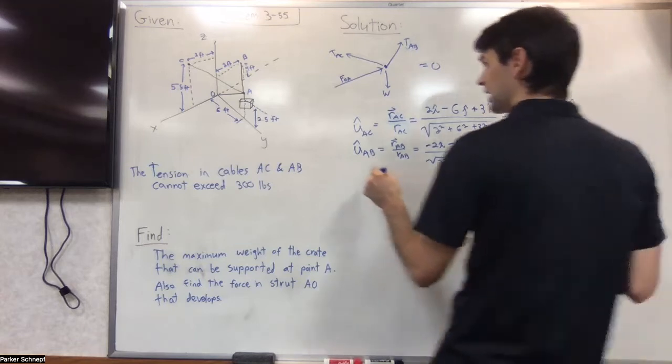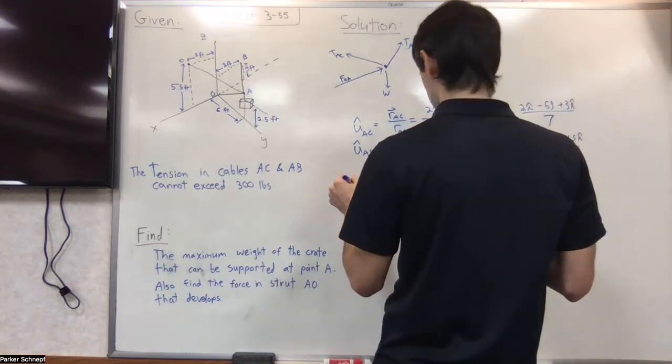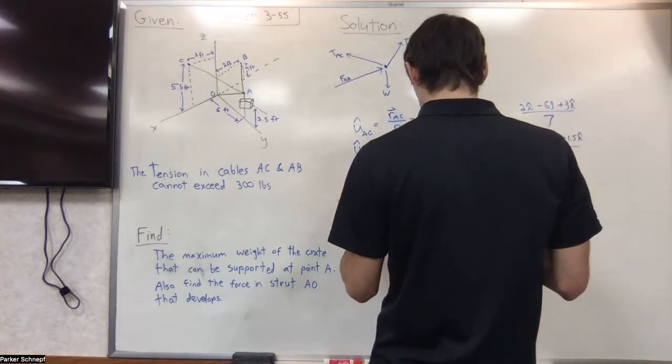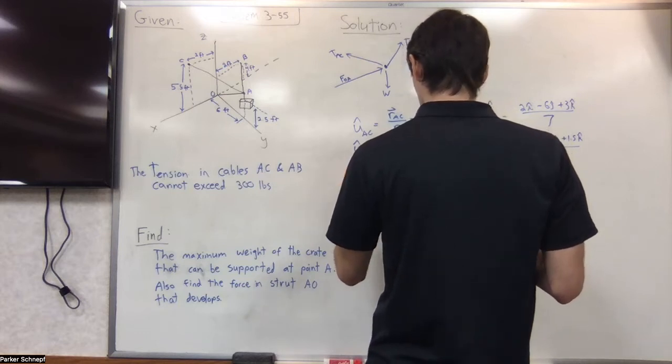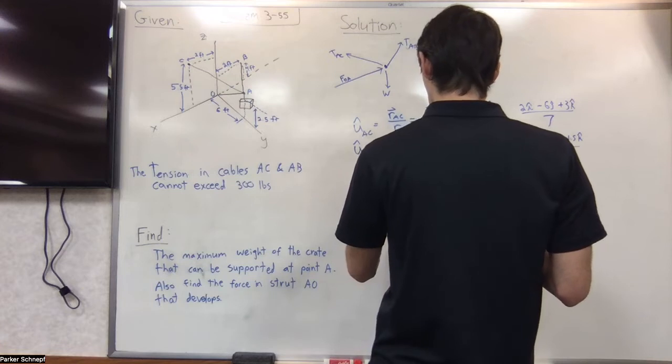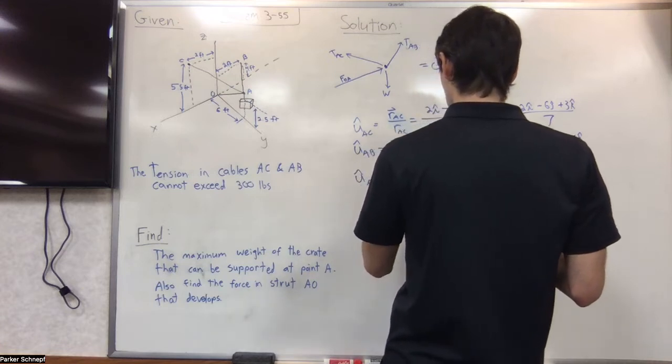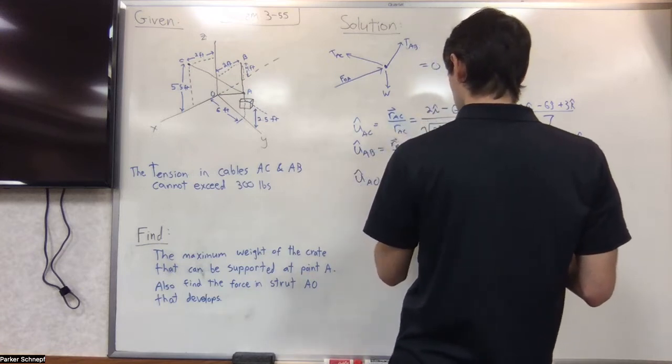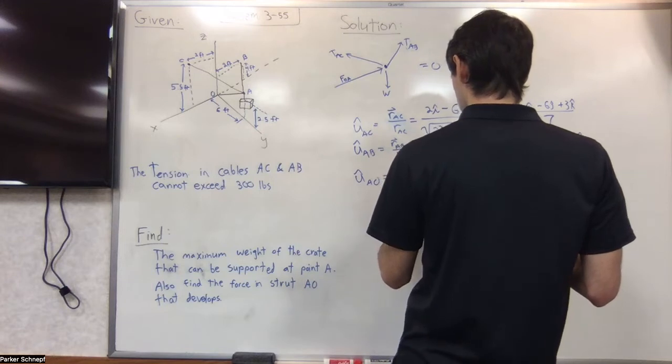And finally, AO is the same: the position vector AO divided by its magnitude.